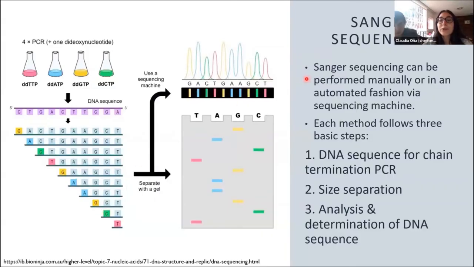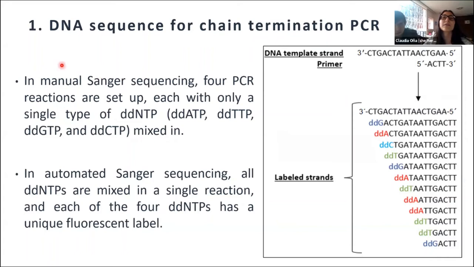When people talk about Sanger sequencing, they are referring most of the time to the manual way to do it, but it is also important to know that there is an automated way to do it too. So these two methods follow three basic steps. The first one is the DNA sequencing chain termination PCR. The second, size separation. And the third one is the analysis and determination of the DNA sequence. So we are going to see each one of these.